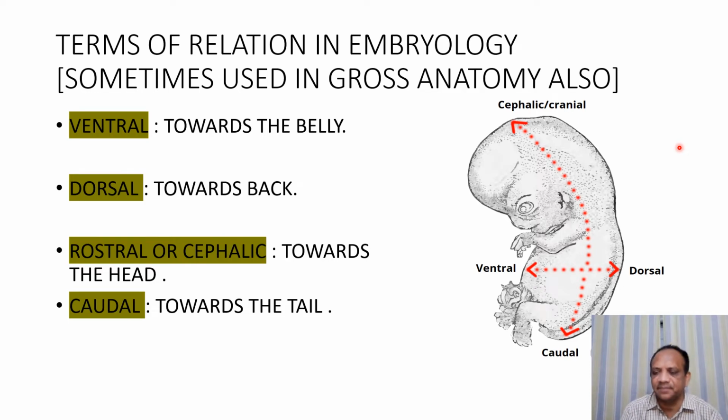caudal side. When, gradually during development, the quadrupeds become bipeds, so when we attain our erect position, the ventral side becomes the anterior aspect, whereas the dorsal side becomes the posterior side.